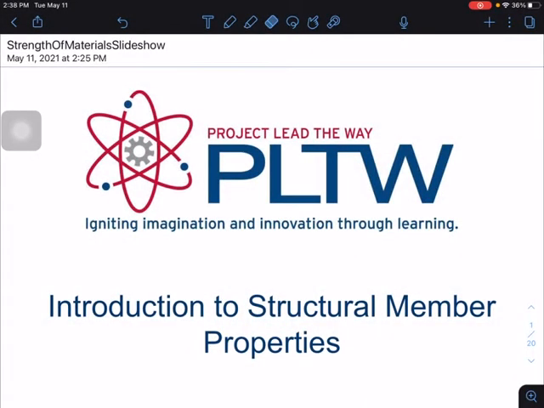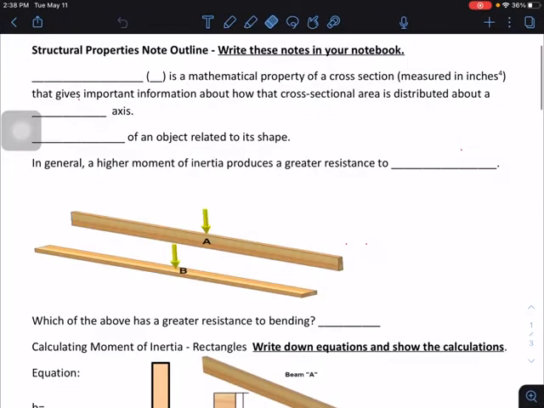All right, I'm going to go over these notes to help you answer the questions in this assignment, which is your beam bending structural properties notes outline. Okay, so for these questions, blank is a mathematical property of a cross-section measured in inches to the fourth, gives us important information how that cross-sectional area is distributed about a blank axis, blank of an object related to its shape. In general, the higher moment of inertia gives a greater resistance to blank.